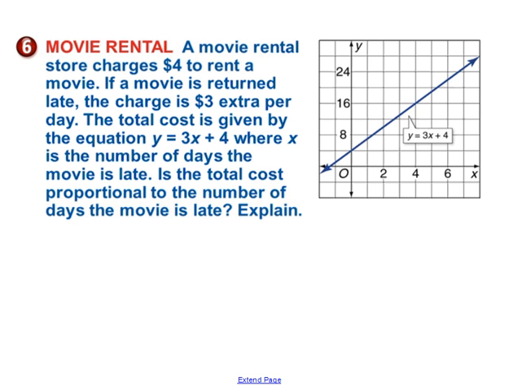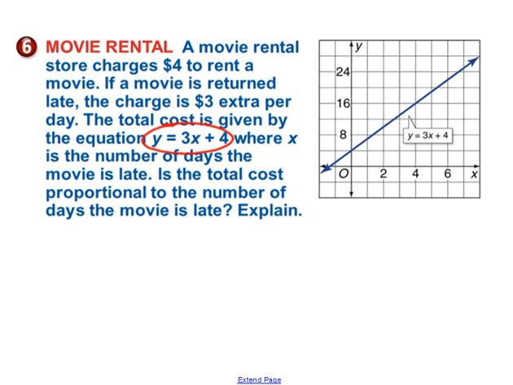A movie rental store charges $4 to rent a movie. If the movie is returned late, the charge is $3 extra per day. The total cost is given by y is equal to 3x plus 4, where x is the number of days the movie is late. Is the total cost proportional to the number of days the movie is late?